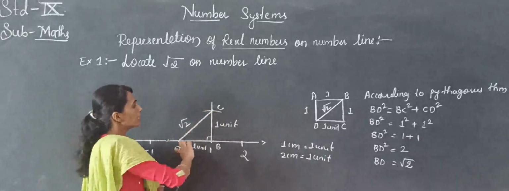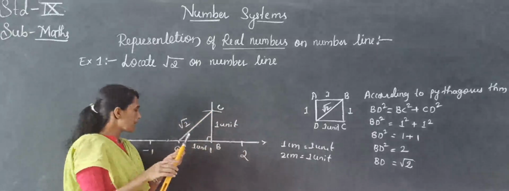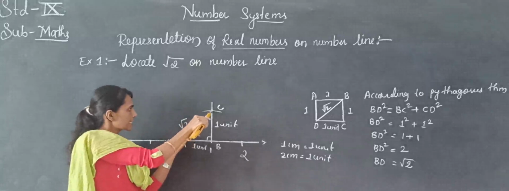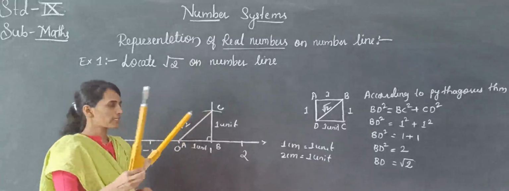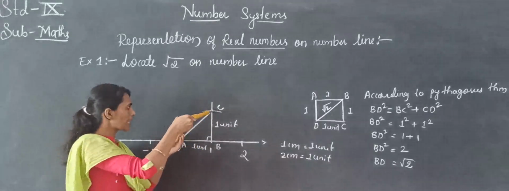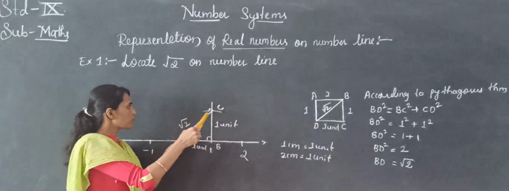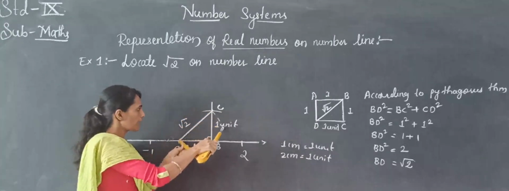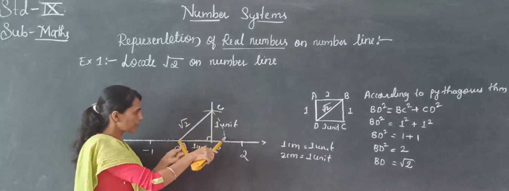So then how to represent this root 2 on the number line? Take the compass from A to C. AC is the radius of the compass. Take the measurement of AC as the radius of the compass. Take C as the center point and draw an arc on the number line.